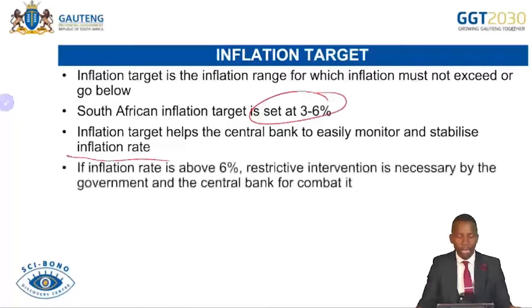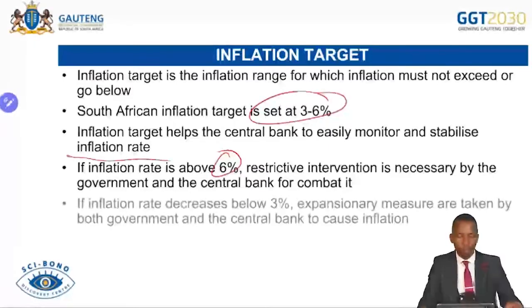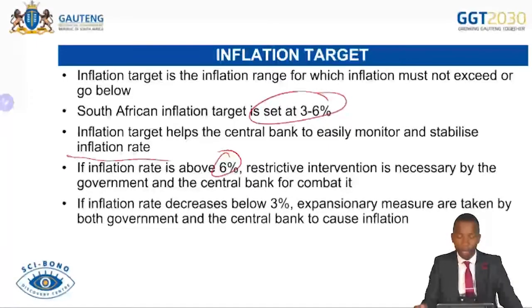If the inflation rate is above 6%, restrictive intervention is necessary by the government and the central bank. We call that restrictive monetary policy and restrictive fiscal policy. If inflation decreases below 3%, expansionary measures should be taken by both the government and the central bank, applying expansionary fiscal policy and expansionary monetary policy.